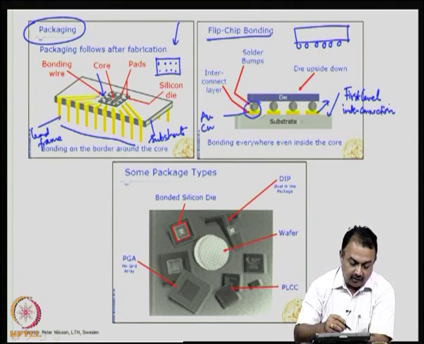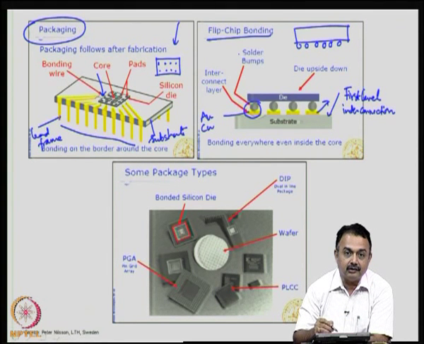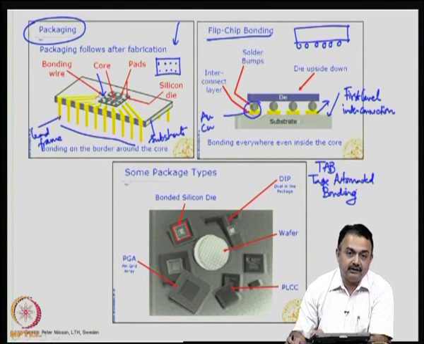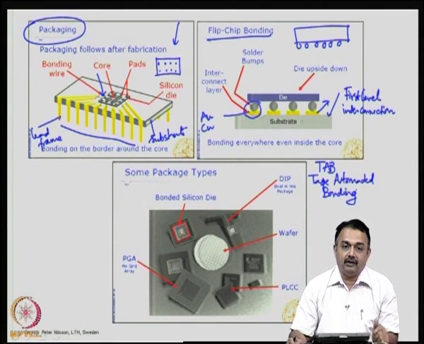So, wire bonding is a first level interconnection, flip chip bonding is also a first level interconnection. There is another method known as TAB. TAB is known as tape automated bonding, which is the third method of first level interconnection choice that we have.